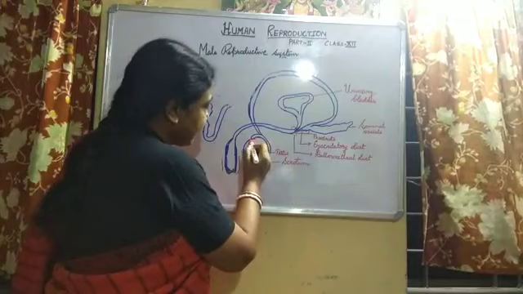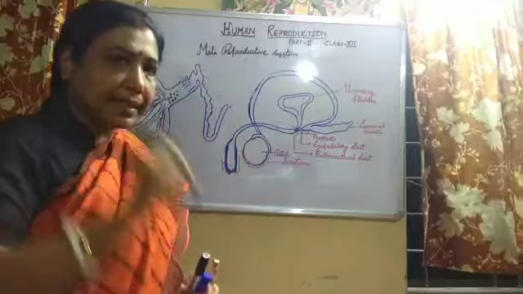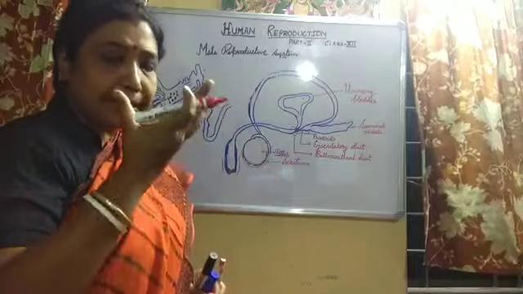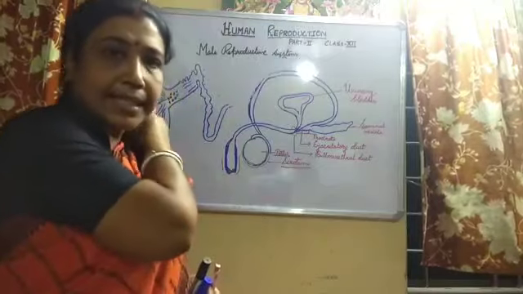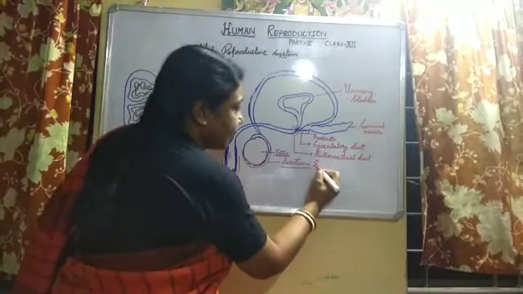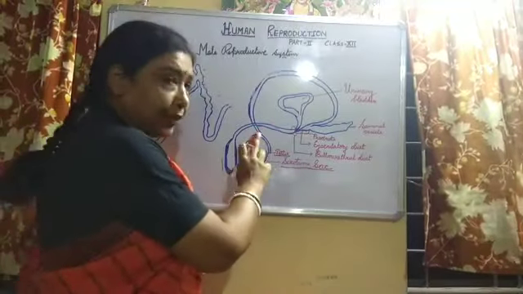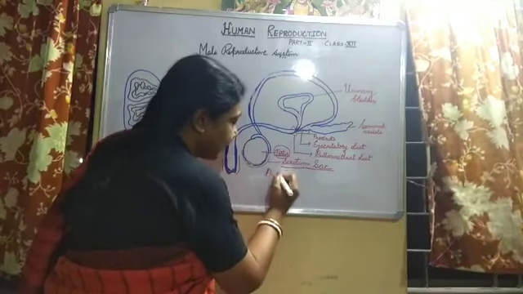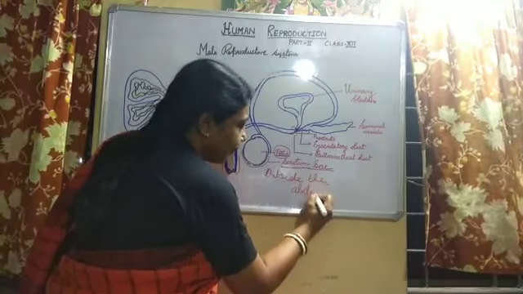Now see children, this part represents the testis, a pair of testis. It is placed in a sac-like structure that is known as the scrotum sac. A pair of testis is there in a sac-like structure, known as scrotum sac. Why scrotum sac? Because, as I have told you yesterday, this testis is located outside the abdominal cavity.